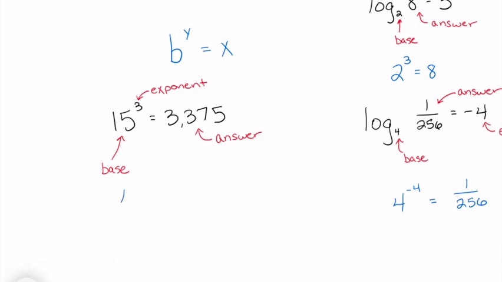Well, it's going to be log base 15 of, well, it's always of the answer because a log is the exponent. We know the log is going to equal the exponent because a log is an exponent. So the only thing left to put here is the 3,375. And there we go. We've converted our exponential function into a logarithmic function.